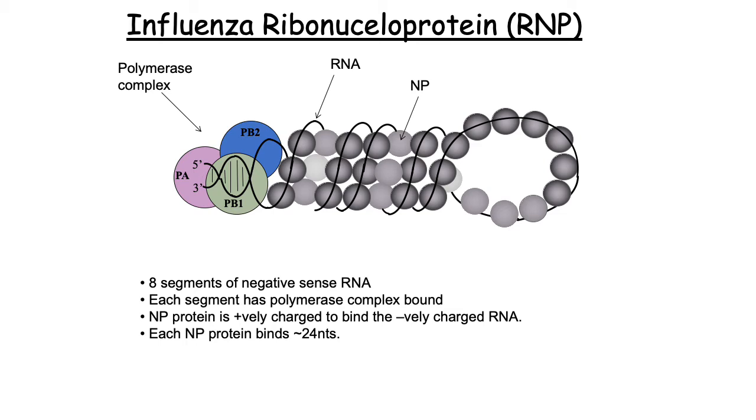And each nucleoprotein seems to bind to about 24 nucleotides, so that's how many nucleotides it takes to wrap around one nucleoprotein. The nucleoprotein is, like all other nucleoproteins, very positively charged, so it can bind to the very negatively charged backbone of RNA. And so that's how any binding protein would work. Positive proteins will stick to RNA or DNA.